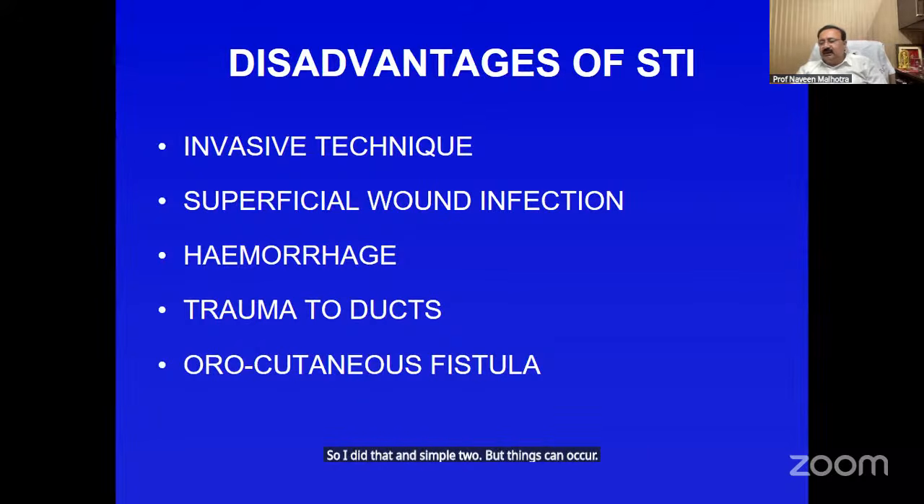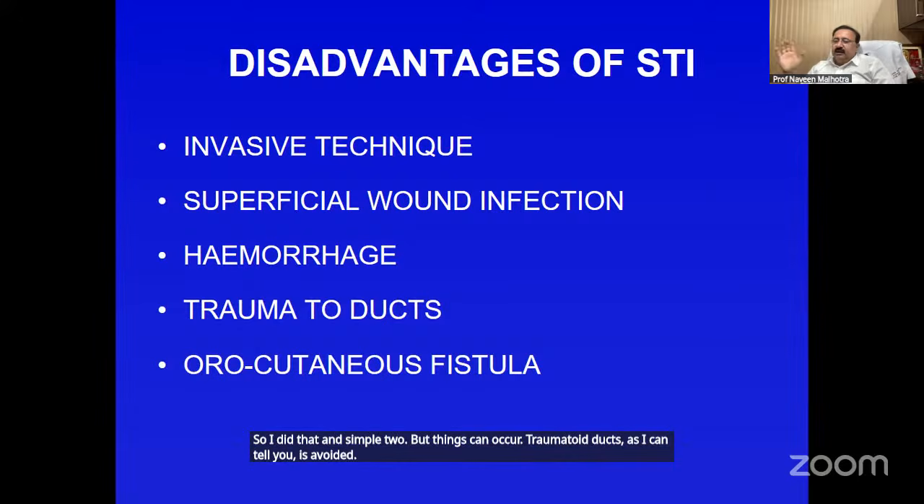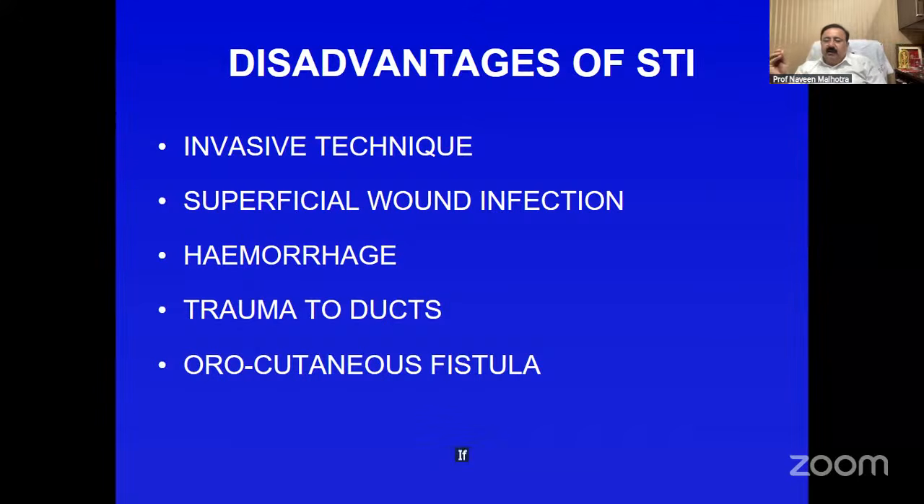Trauma to the ducts, as I can tell you, is avoided if you stay parallel and inferior to the medial border of the mandible. It's no man's land, and you open up in the mouth, open up on the floor of the mouth, under vision.